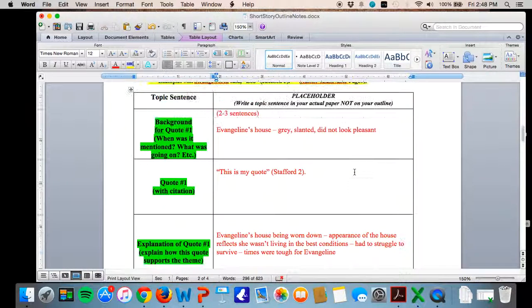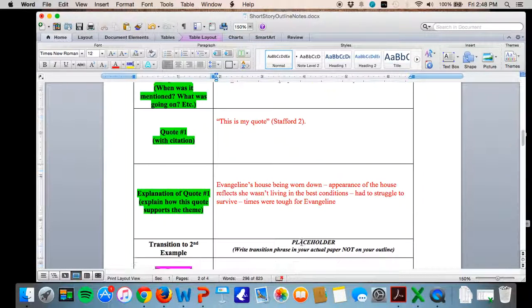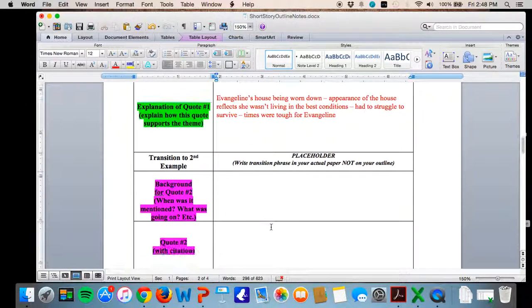Then, after I've given my first example from the story, I need to do the exact same thing to the second one. I'm going to find another example in the story where this occurred. Again, 2 to 3 sentences explaining what happened in the story, your little background. You're going to find me a quote. You're going to give me some information about that quote. Pull out the quote, end parentheses, author's last name, page number, end parentheses, period.